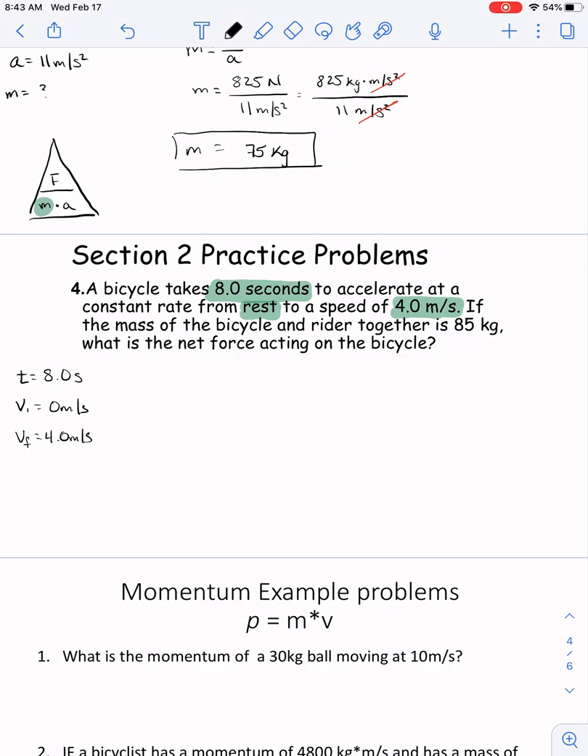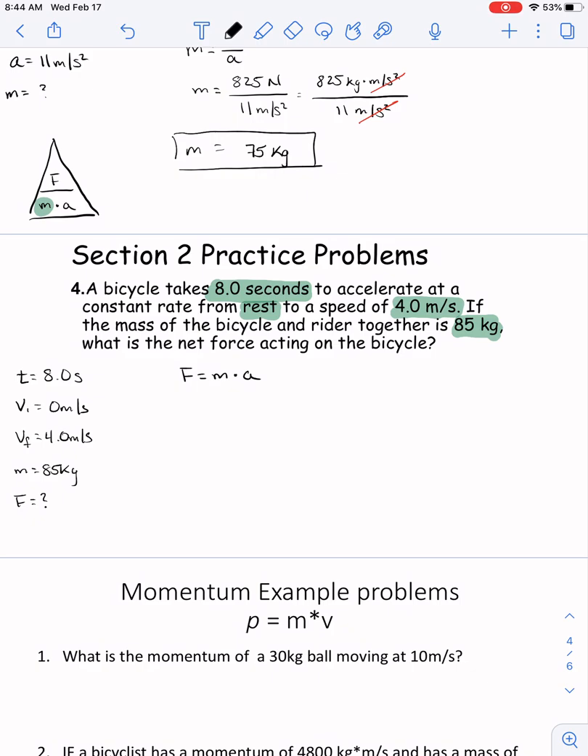It says if the mass of the bicycle and rider together is 85 kilograms, what's the net force? So we're looking for a force. If I'm looking at all of my equations, I know F equals m times a, and I'm trying to solve for a force, but I don't have everything I need because I don't have an a.